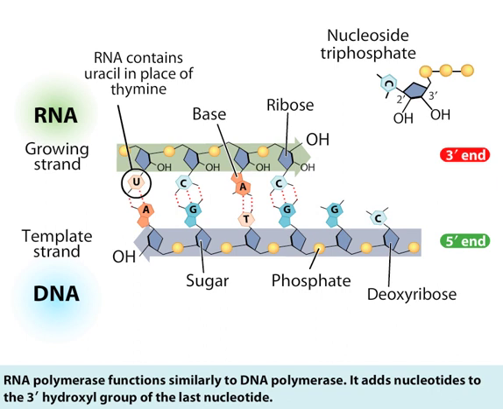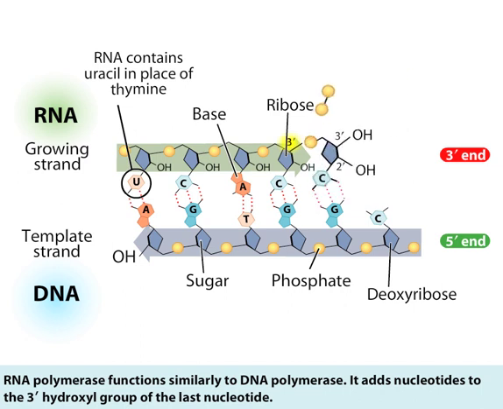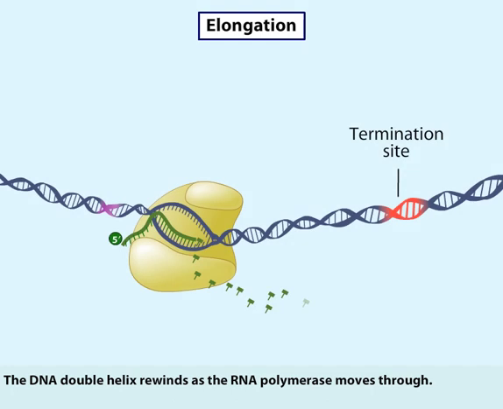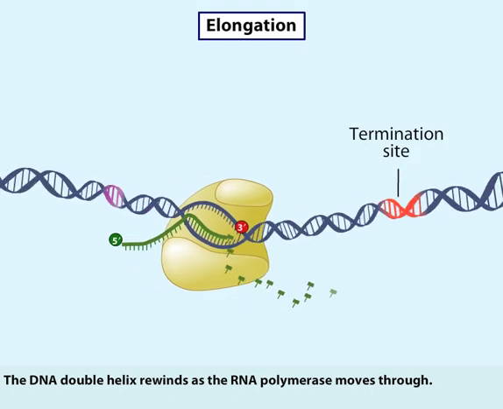RNA polymerase functions similarly to DNA polymerase. It adds nucleotides to the 3' hydroxyl group of the last nucleotide. The DNA double helix rewinds as the RNA polymerase moves through.